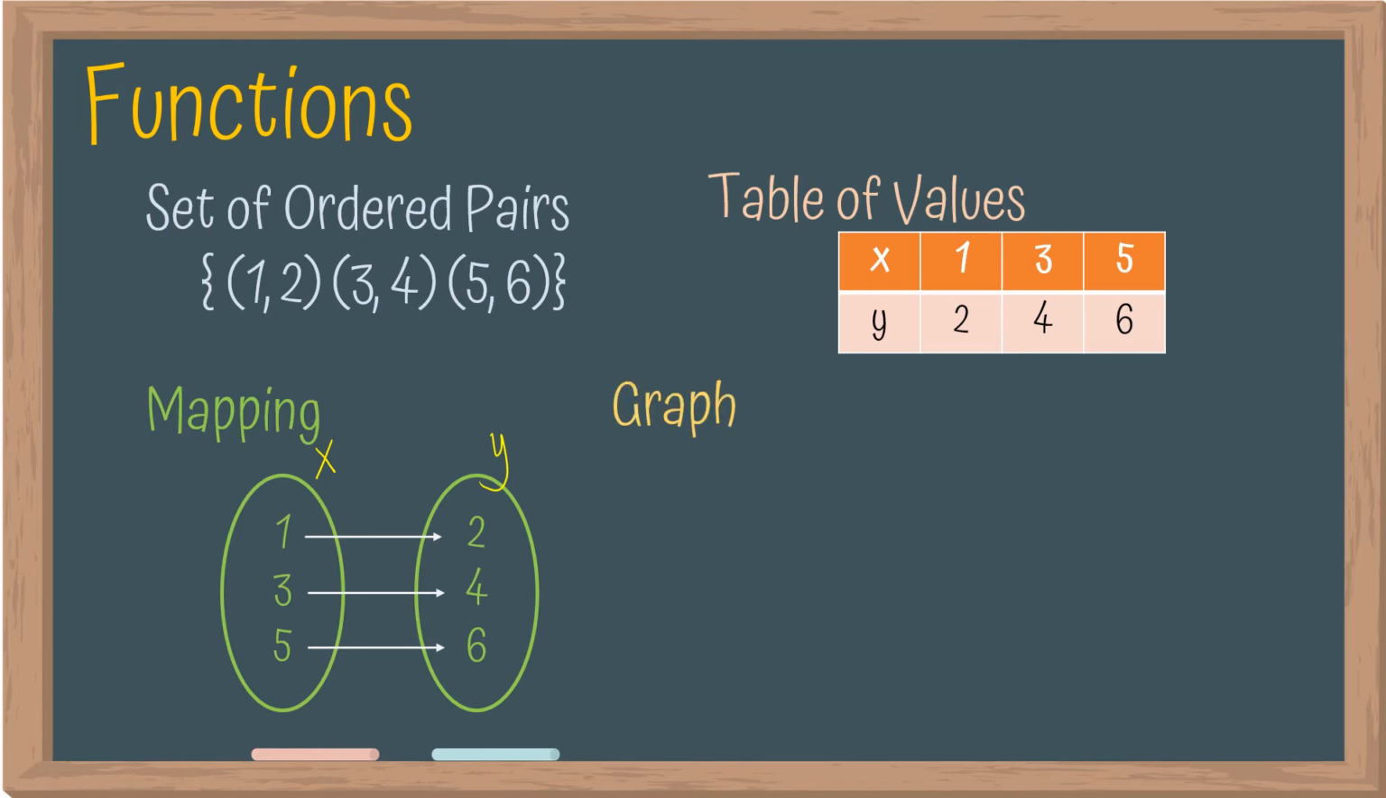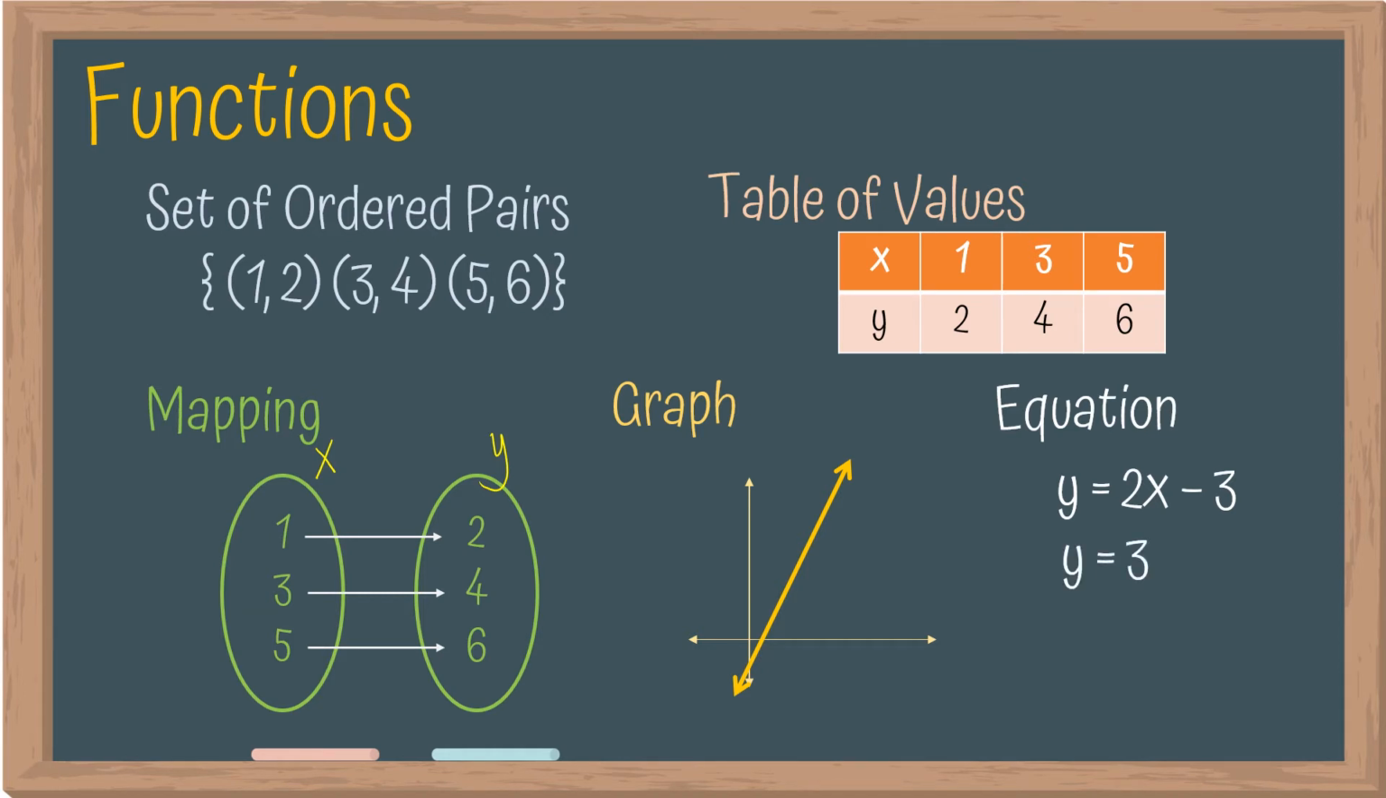Next, we can also describe a function by its graph, such as this one. So we know that for each function, there corresponds a graph. So it depends on the function. Let's say, for example, we have a linear function. We're going to have a line as its graph, a quadratic function. We're going to have a parabola as its graph, and so on. And then, of course, a function can also be described using its equation. So as an example, we have here y is equal to 2x minus 3, or y is equal to 3.